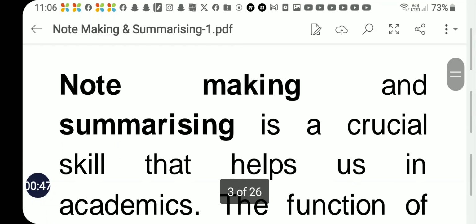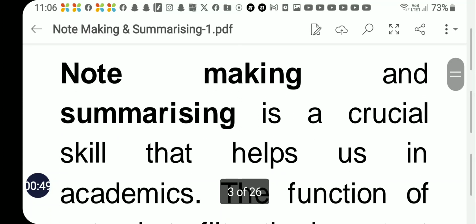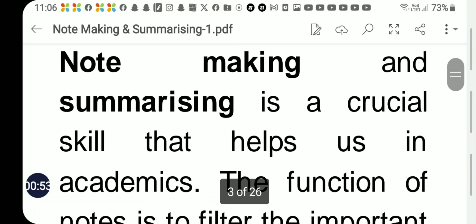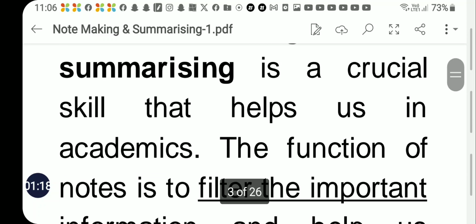Note making and summarizing is a crucial skill that helps us in academics. So here we are talking about note making as well as summarizing, which is a quintessential part of note making. First you make notes, you draft notes, and then you have the key to abbreviations, and after that you have the summarizing section, right? So summarizing is a crucial skill that helps us in academics.